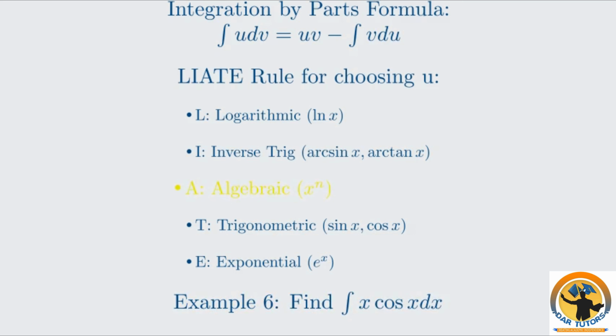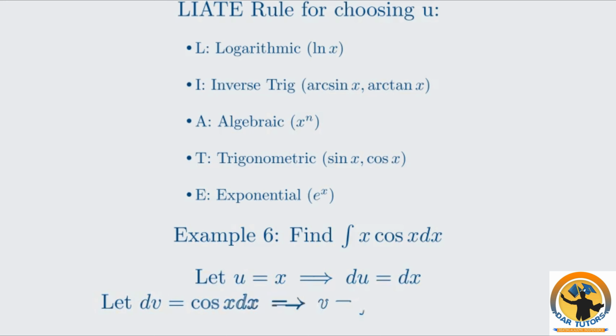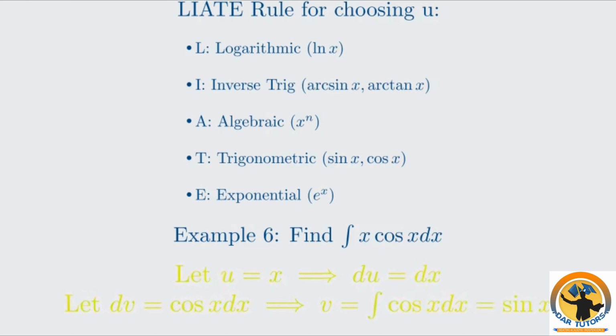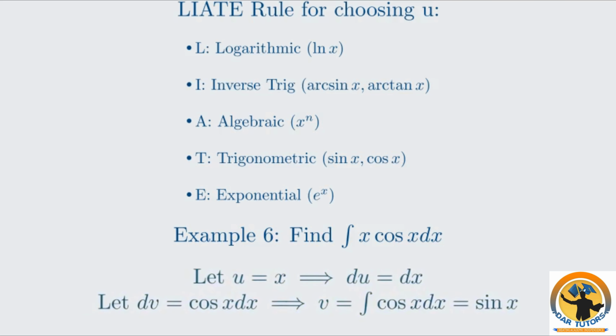Since algebraic comes before trigonometric in LIATE, we choose u equals x. So let u equal x and dv equal cosine x dx. Now we need to find du and v. The derivative of u is du equals dx. The integral of dv is v equals sine x.